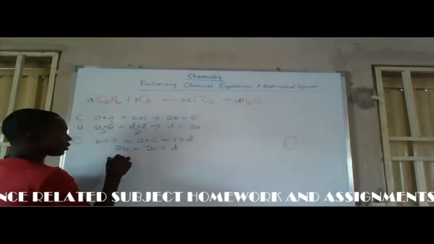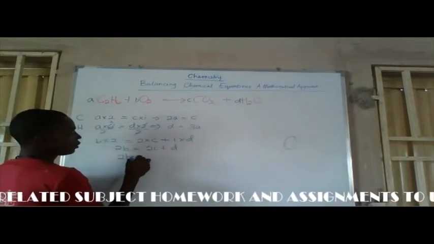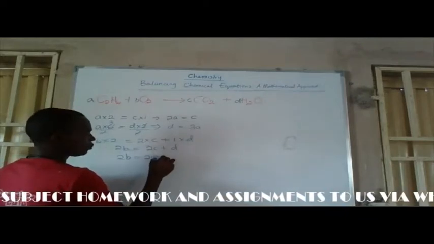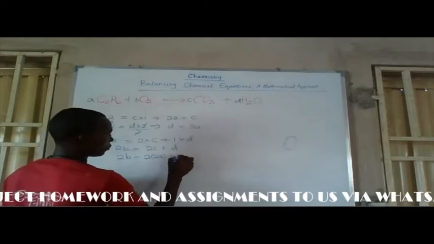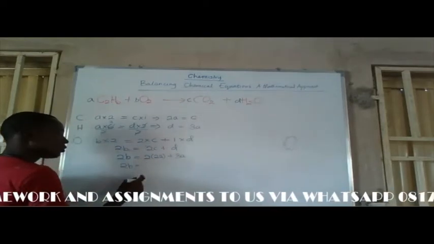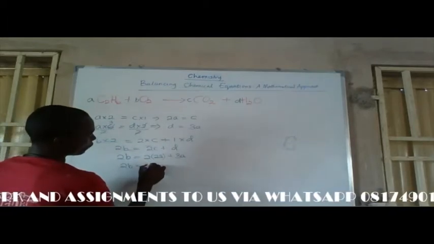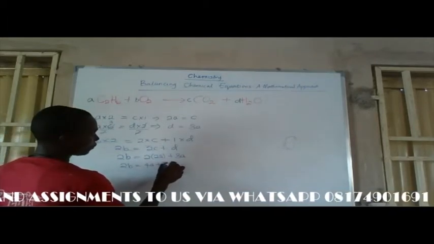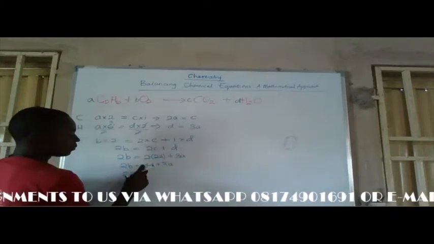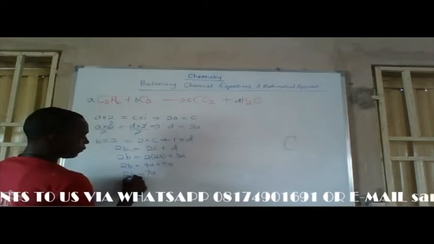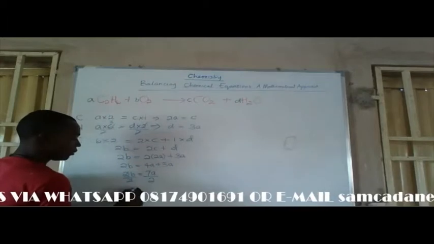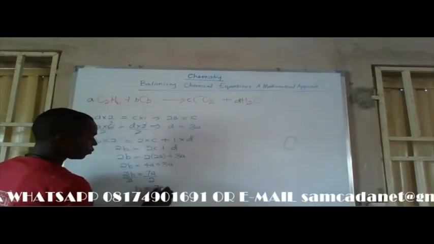We could just simply make a quick substitution. C is actually 2A, so 2A, and D is actually 3A, so 3A. Hence, you have 2B is equal to 2 times 2A, which is 4A, plus 3A. 2B essentially is equal to 7A. Divide both sides by 2, and we're left with B is equal to 7 over 2 times A.